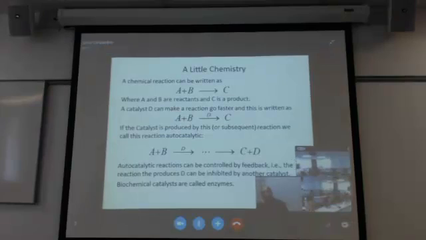So biochemical molecules, especially enzymes, can be thought of as little engines. They can literally take the random motion that's going on at the molecular level and convert it to work, which is what an engine does.